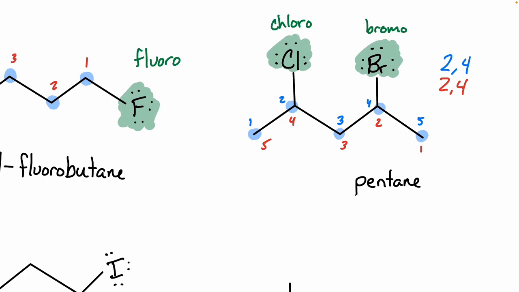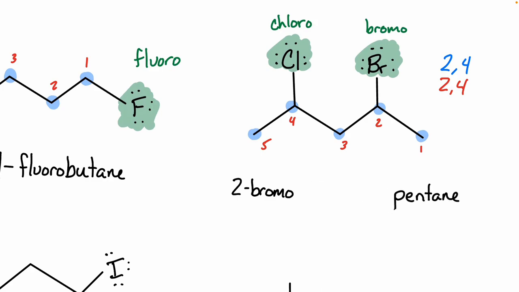How do we break our ties? Alphabetical order. So bromo comes before chloro. So I'm gonna pick that red numbering scheme. So this would be 4-chloro-pentane.